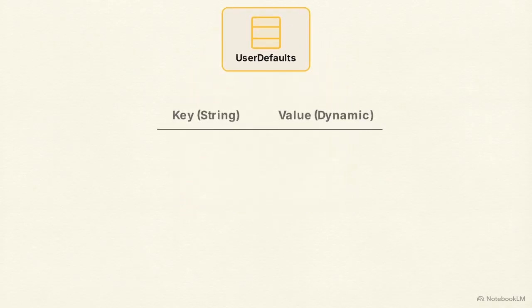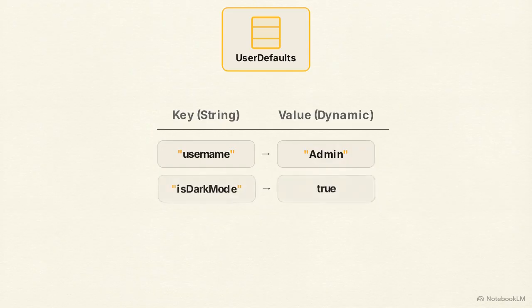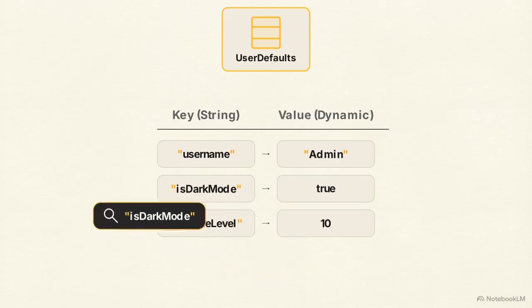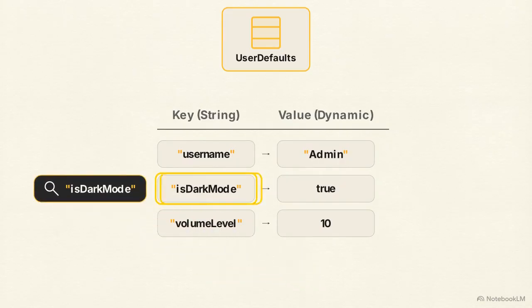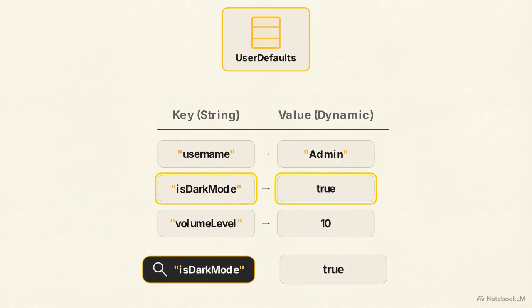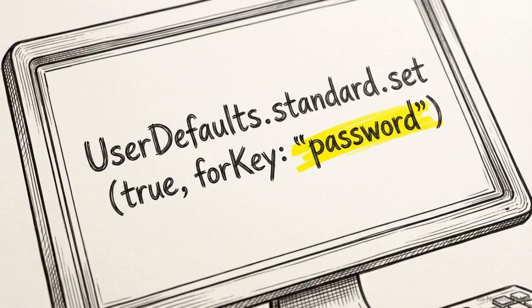Under the hood, UserDefaults operates as a dynamic dictionary. It functions strictly on a key-value storage system. When you want to extract data from the system, you query it by passing in a specific string identifier to find the matching value. This introduces a structural vulnerability.